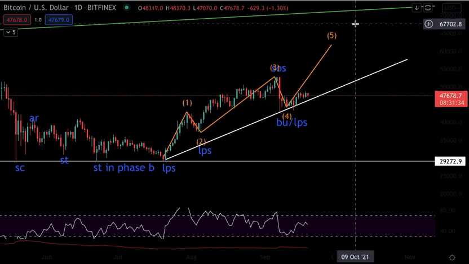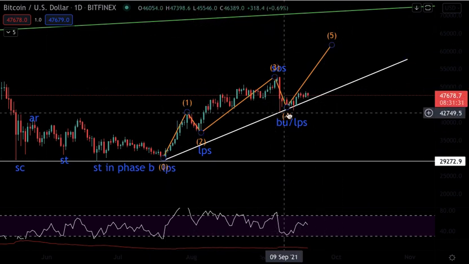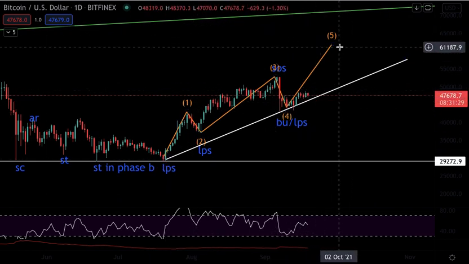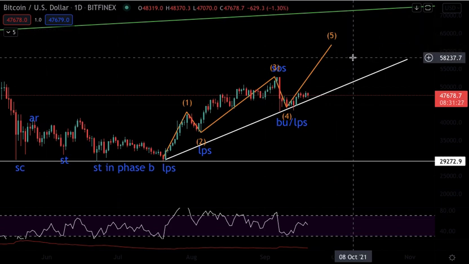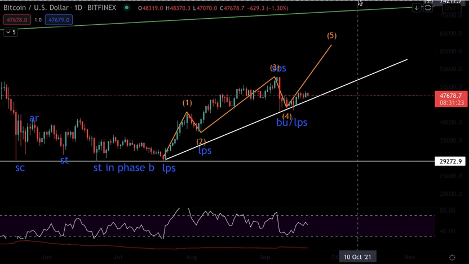It's got us in phase D. Phase E coming up soon. Elliott wave, I got us finishing up wave 4. We head into the 5th wave to the upside. All right, I have a 59K price target. All right, so that's what I got for today.